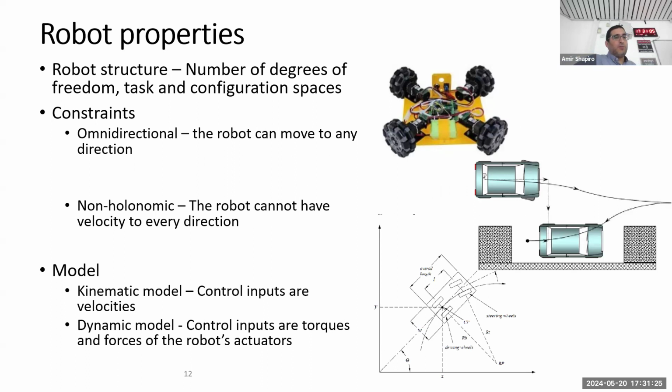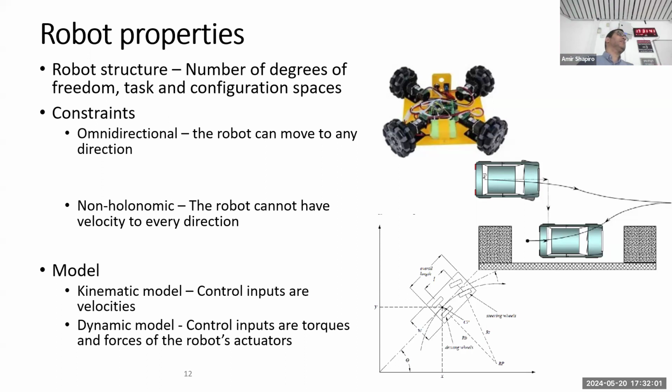Some properties of the robot. About the robot's structure, the robot may have several degrees of freedom, which can be position and orientation. It can be a robotic arm with many joints, so it may have many degrees of freedom. And we have the task and the configuration space. I'll talk about the configuration space in a few slides.